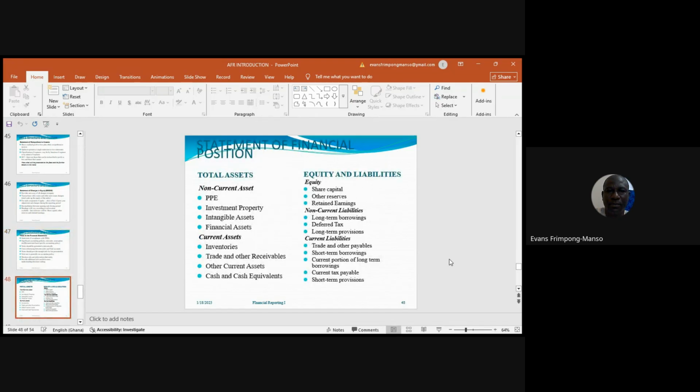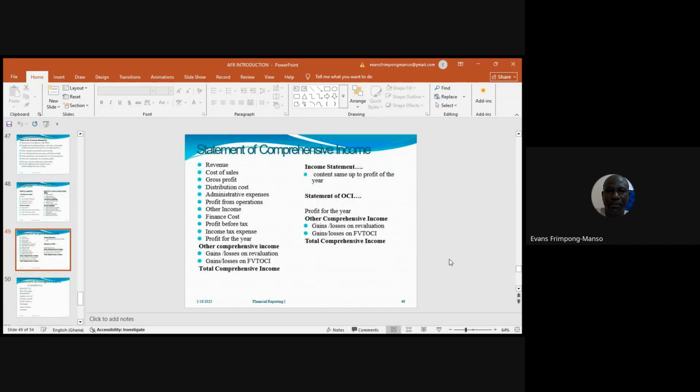Then this is just an example of how the statement of financial position will look. When you are trying to put it together, you have your non-current assets, you list them. You have your current assets, you list them. You have your equity side, you list them. You have your non-current liabilities, you list them. Then you have your current liabilities. So this is the format.